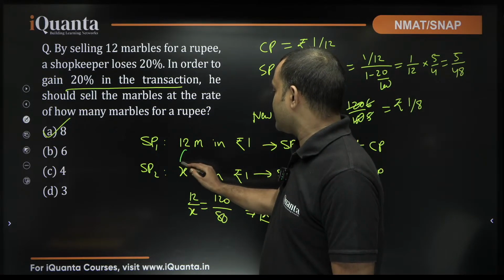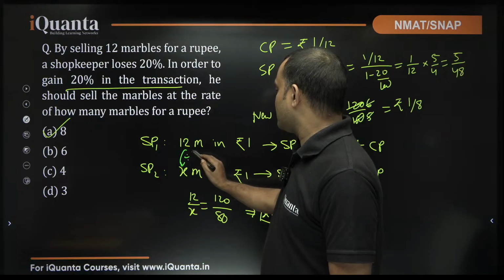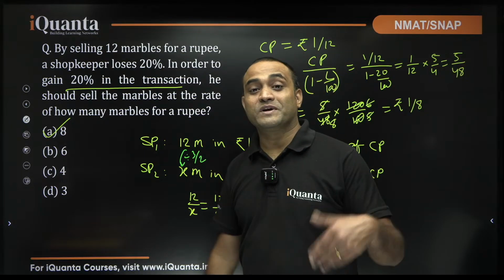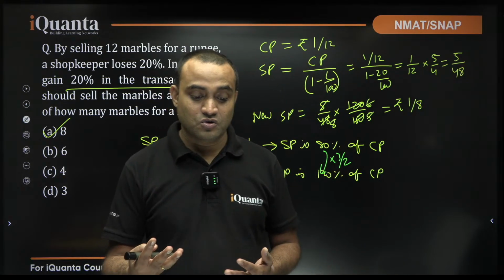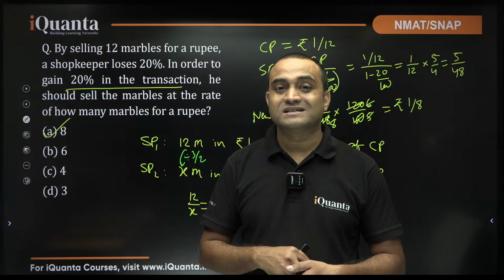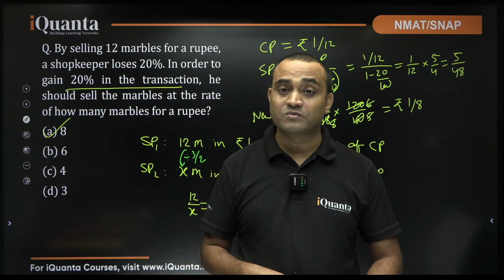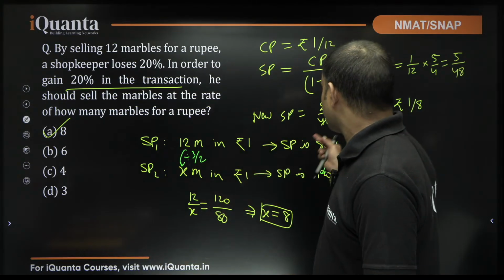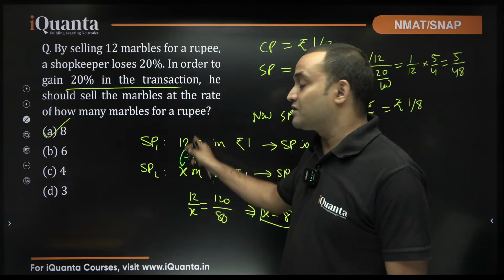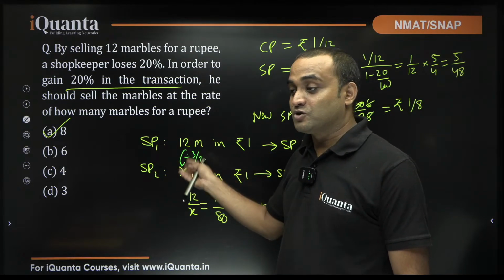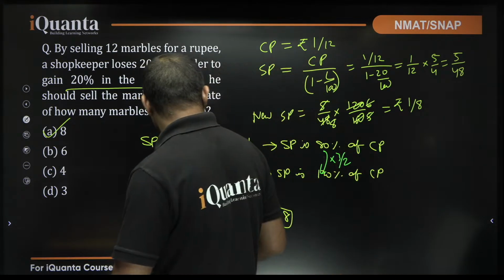So quantity will be divided by 3 by 2. अगर selling price double हो जाए तो quantity half करनी होगी. अगर selling price triple हो जाए तो quantity 1 by 3 करना होगा, है ना? So selling price is becoming 3 by 2. So quantity will become 2 by 3 times, and 2 by 3 of 12 will be equal to 8.